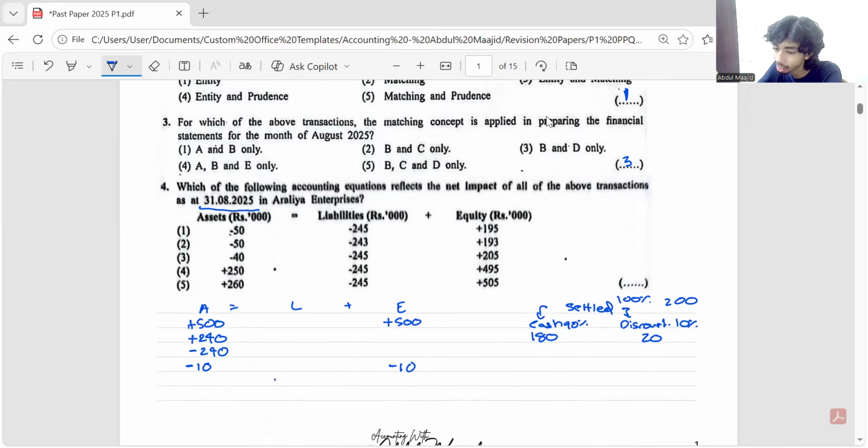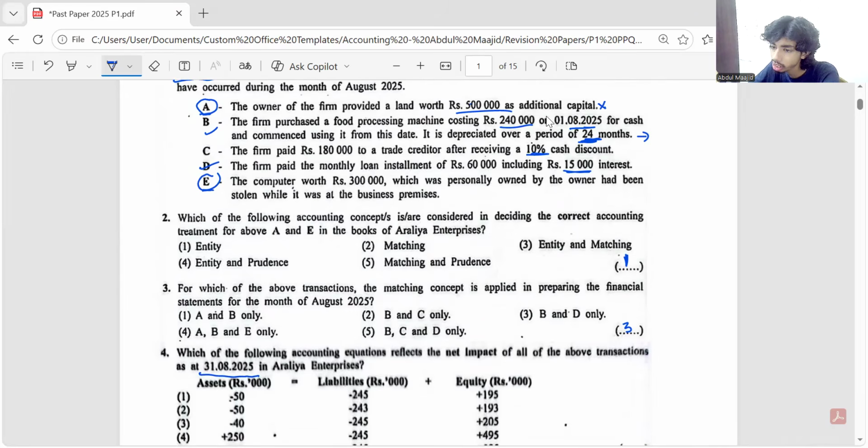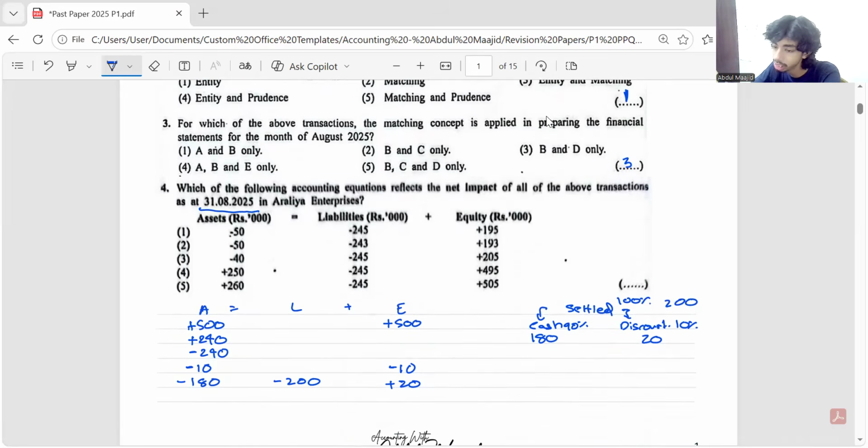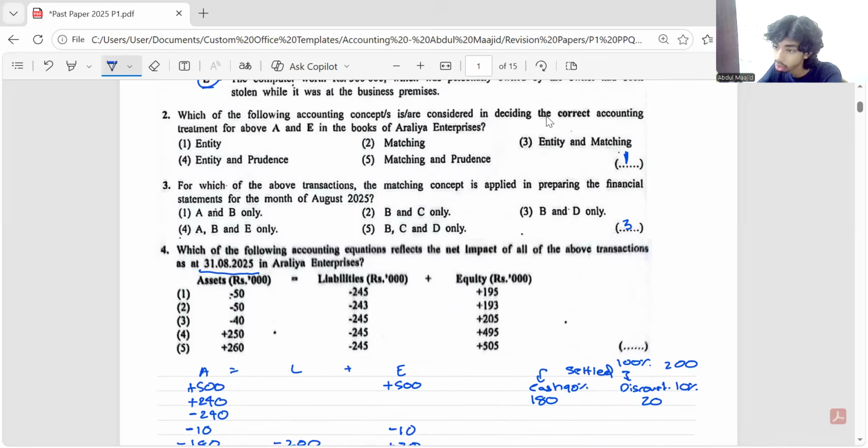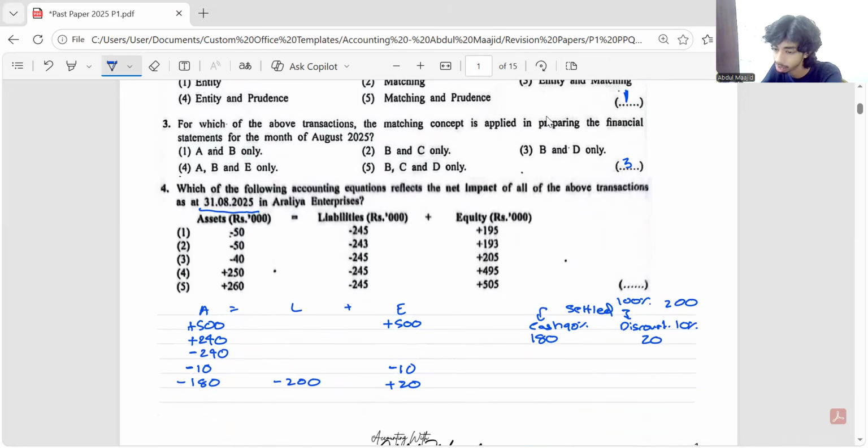Therefore liability, creditor minus 200. Out of that, you are paying cash 180, asset minus 180. The remaining 20 you are getting as a discount, that is the income, therefore equity will be plus 20. Then the firm paid the monthly loan installment of 60,000, including a 15,000 interest. So the loan installment will reduce your cash, minus 60. Out of that, your interest expense is 15, equity minus 15. Therefore, the loan amount you're settling out of that is 45,000, liability minus 45.